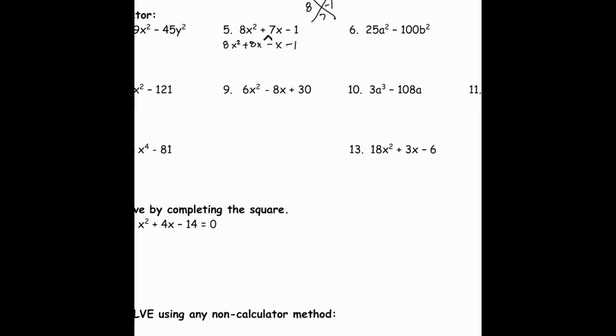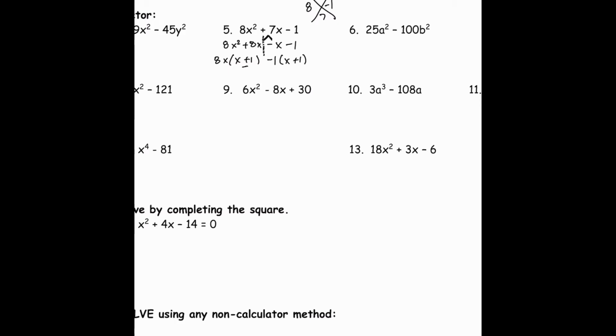So 8x minus x is 7x. If we split this down the middle and only look at the left side, I'm going to factor out the GCF, 8x. What's left behind is x plus 1. Then looking at the right side, they're both negative, so if I factor out a negative 1, I'm going to get x plus 1 left behind.